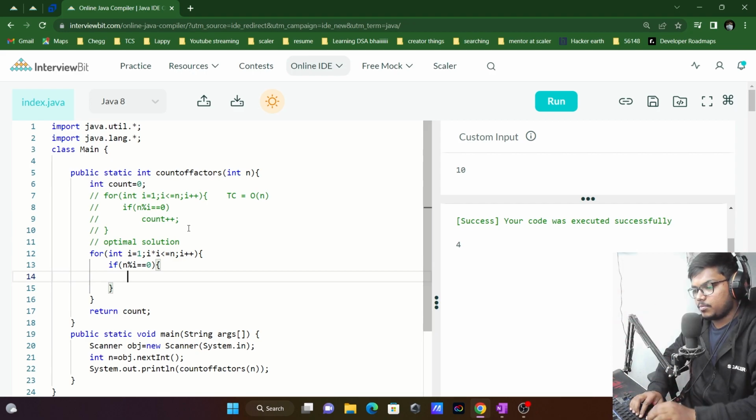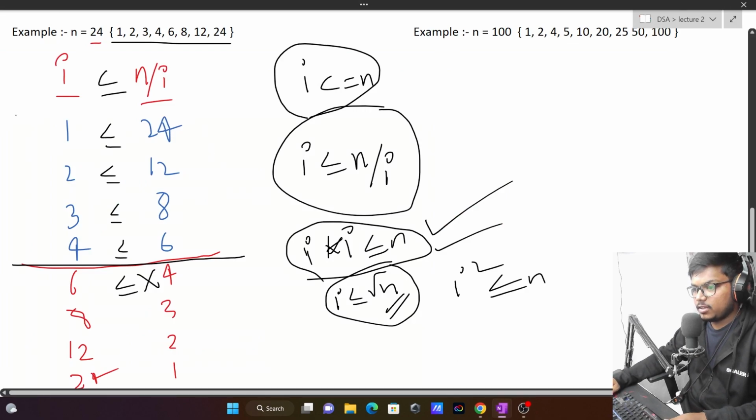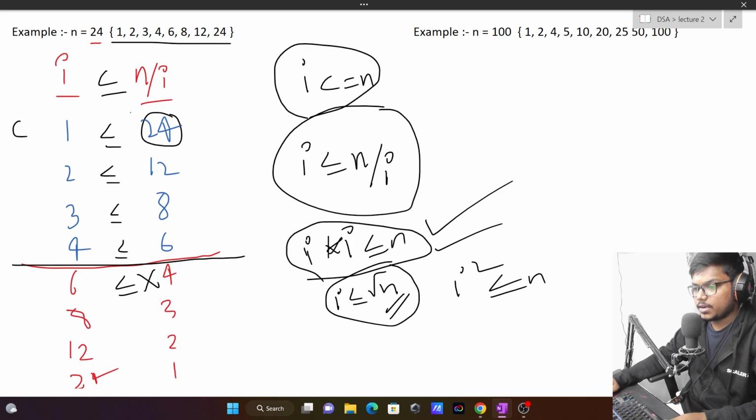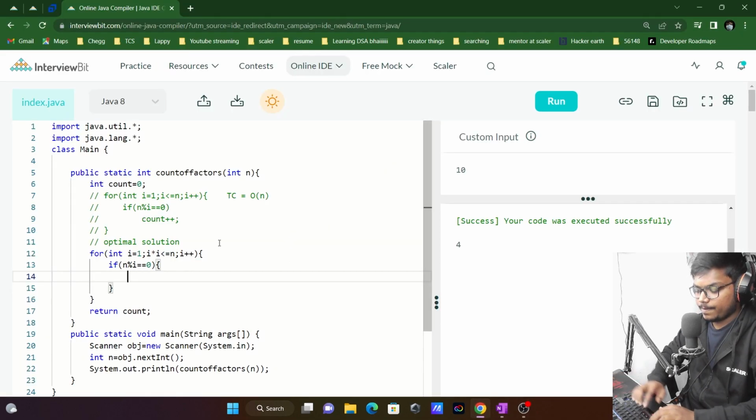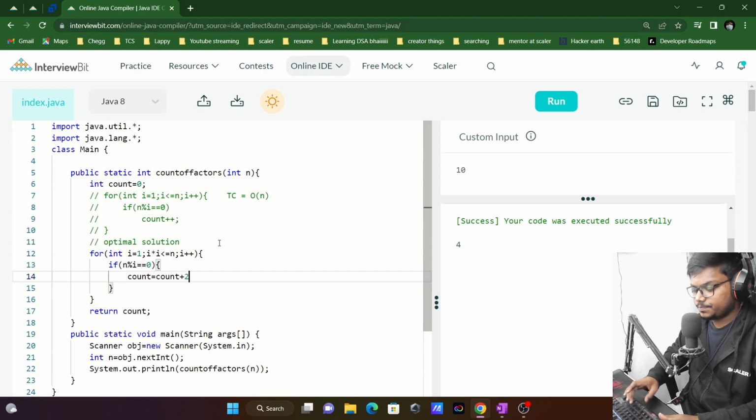I have to check for a number. As I know, if I count I, then I can count the other one also. Basically I'm counting, right? First I was just doing count plus plus. Now what I will do is count plus 2, because if I find that I is a factor, then n by I is also a factor, so I can say count is equal to count plus 2. Got it? Then I'm returning the count.